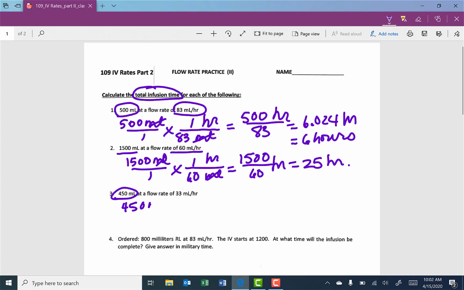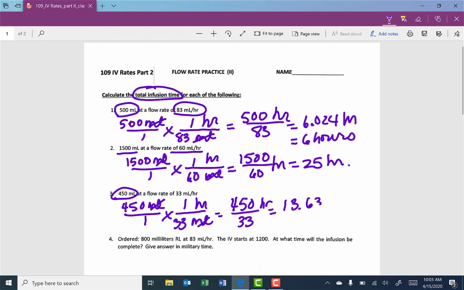Number 3, 450 milliliters. So we take 450 milliliters over 1 times milliliters and hours. So we have 33 milliliters per 1 hour. Milliliters cancel, and we get 450 divided by 33 hours, which equals 13.6363, and you round that, so we would get 13.64 hours.